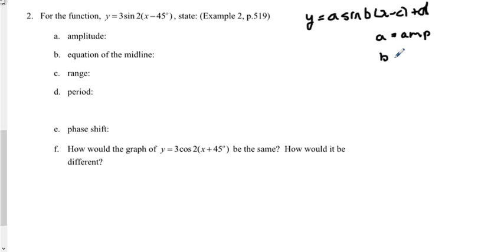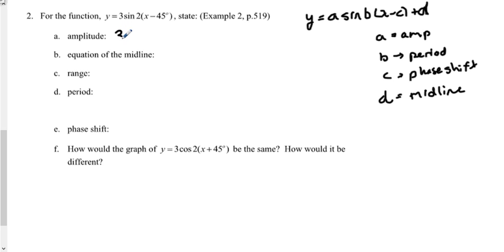The b value is going to affect the period. The c value represents our phase shift. And the d value is the equation of our midline. So when I'm looking for the amplitude of this function, I just need to look at the value in front of sine here, which is 3, so the amplitude is 3.